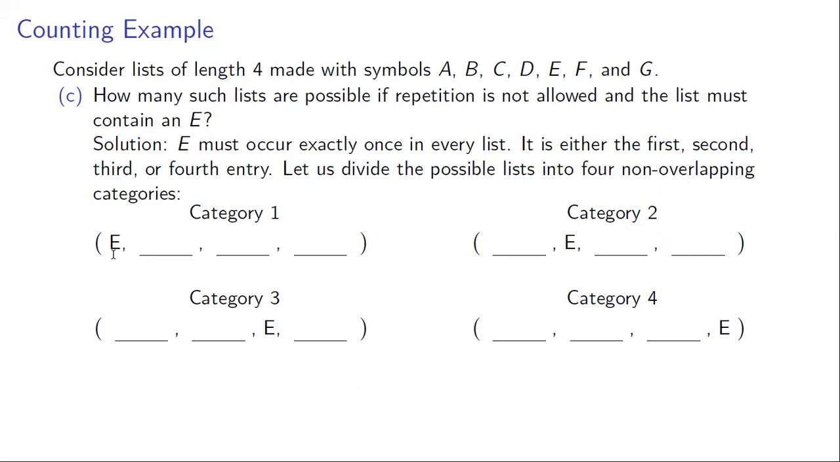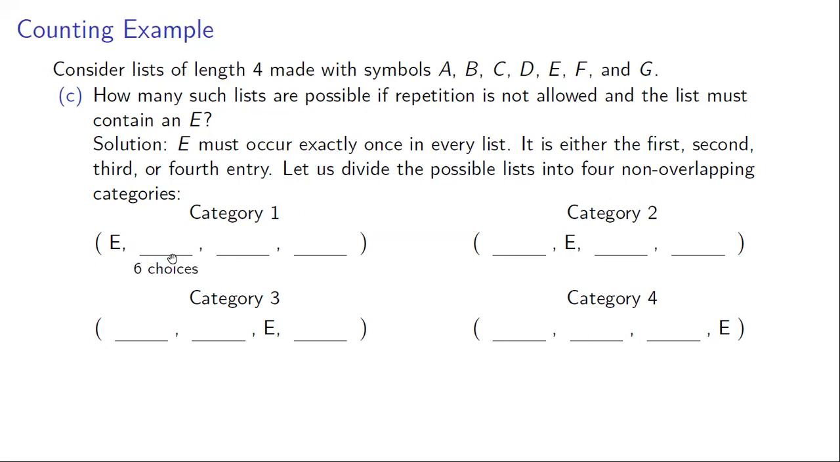if you have E as the first entry, you cannot have E as the fourth entry, right? So you cannot be in, let's say, category 1 and category 4 at the same time, because we know that E must occur exactly once in every list. Okay, so now we go through each of these categories one by one and figure out how many choices we have for all the unknown entries.